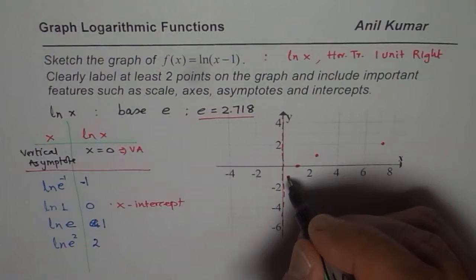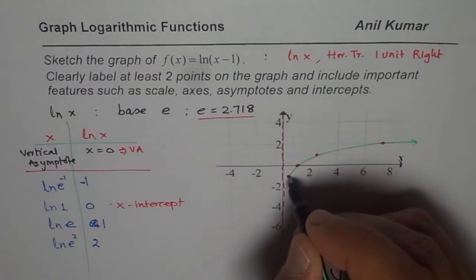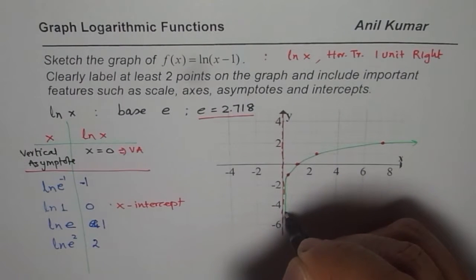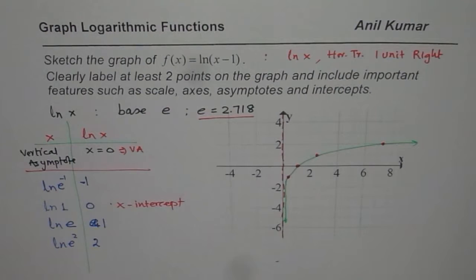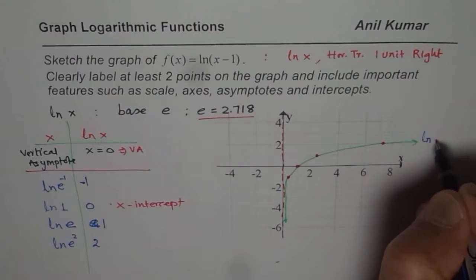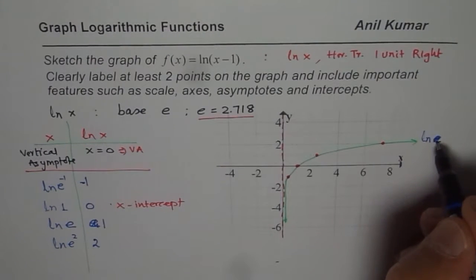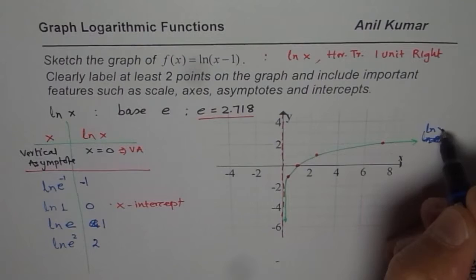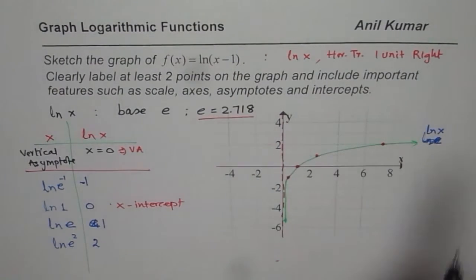Let me use a light color to sketch this graph. It is very, very close to the y-axis, and this graph which we have drawn here is basically ln x, that is to the base e. Now we need to shift it 1 unit to the right.